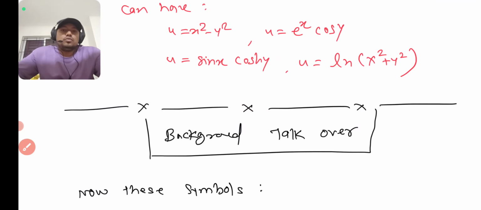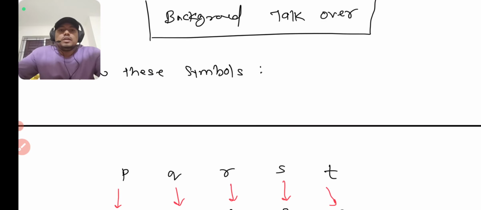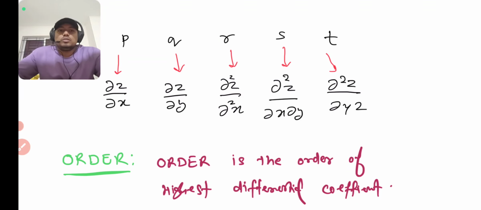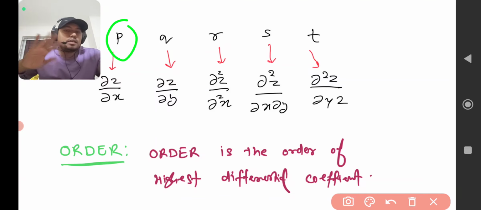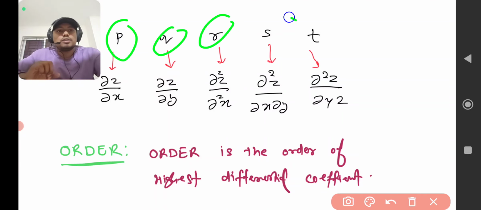So this was the basic background talk, like how we deal with it in class. Now we are entering the GATE point of view. Remember, these symbols we are going to use, and it's not just me. Whoever teaches you PDE, or whatever sources you learn from, p is small p. It is not capital P. It's small p. Small q, small r, small s, small t.